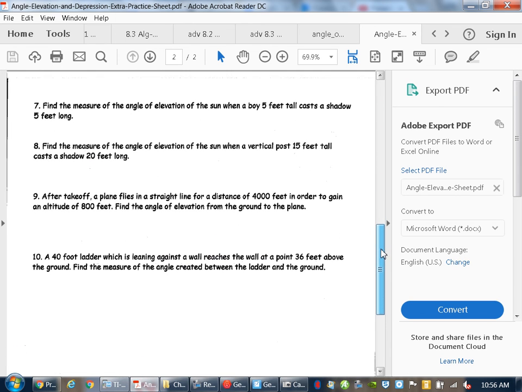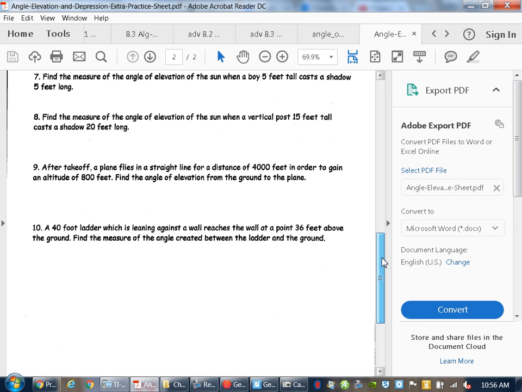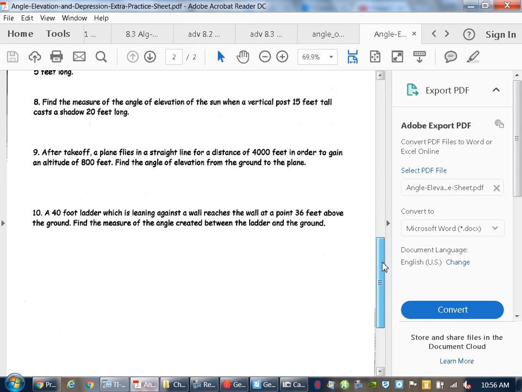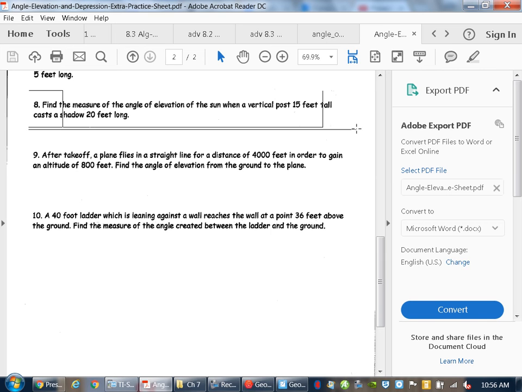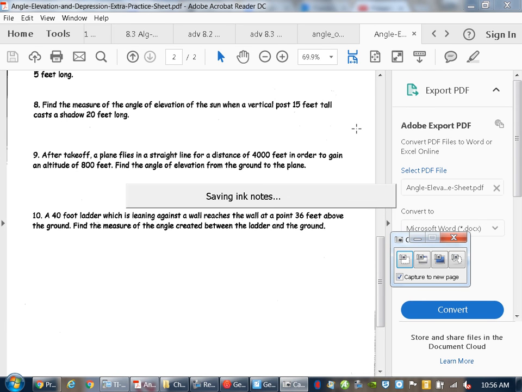Wait, wouldn't you be able to measure it though, like how we did the straw and the thingy? Could you measure it? Yeah, you could.